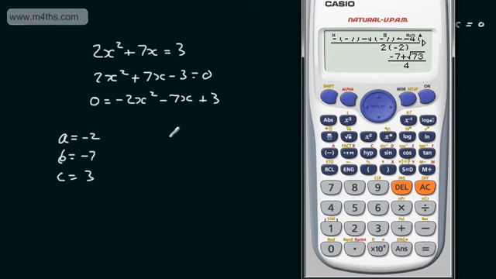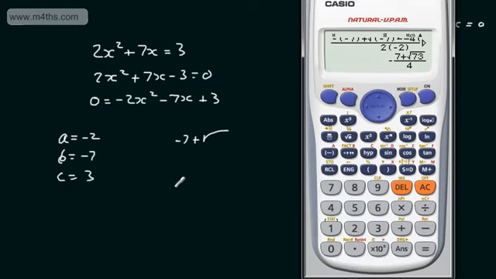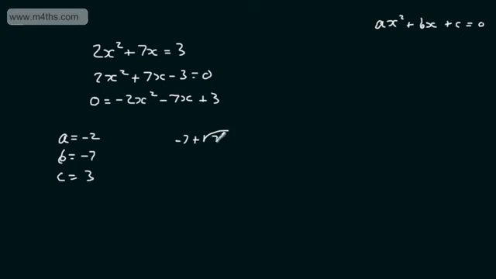If we wanted to give this as an exact answer, this is an exact answer. If you wanted to give it as a decimal answer, there is one of them. And then the other one, if we put the positive in, we end up with the other decimal answer. So we end up with these decimal values. What we have is minus 7 plus the square root of 73 over 4, and then we have the negative.